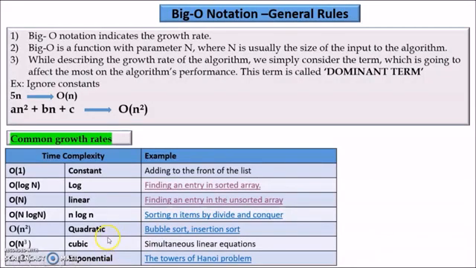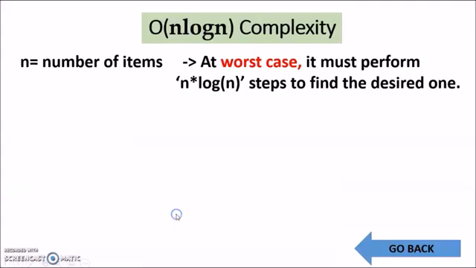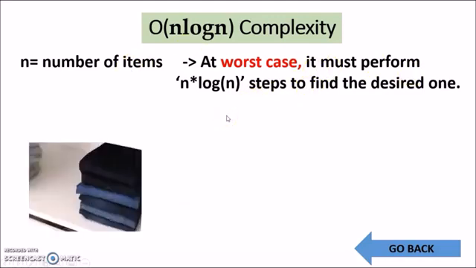That's all about linear. Next, we'll see big O of n log n. That is sorting items by the divide and conquer rule. In the worst case, we know it performs n log n steps to find the desired one. One best example is, let's say I have six jeans.